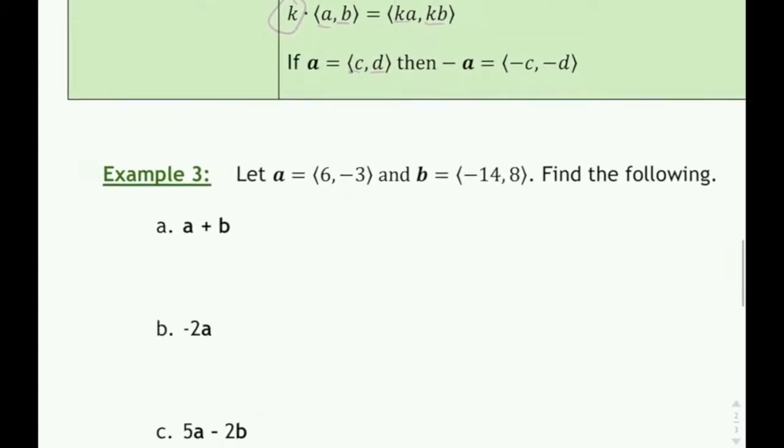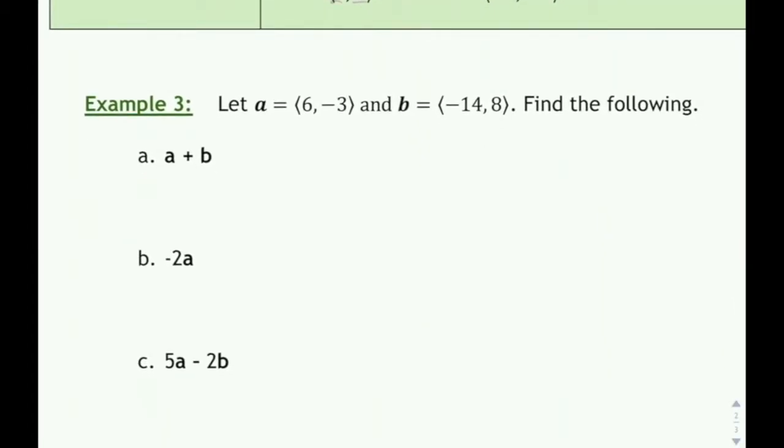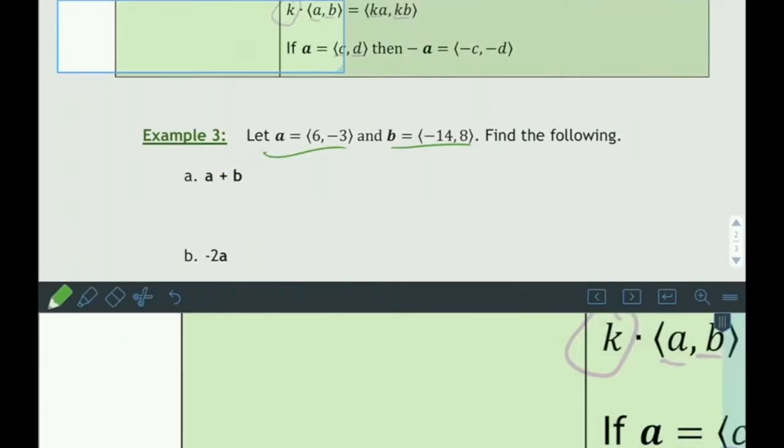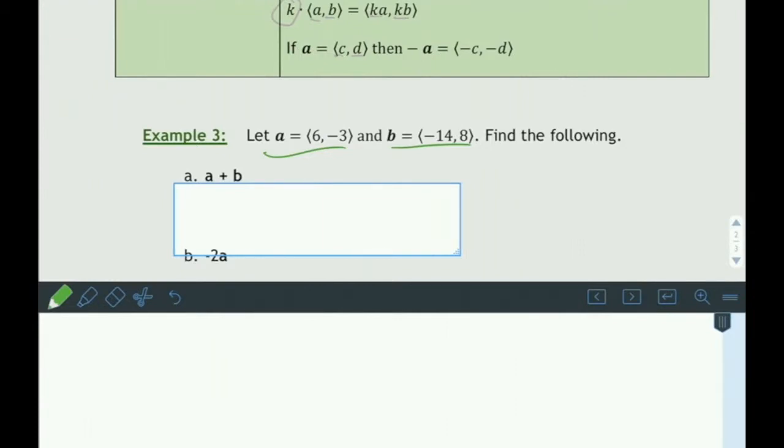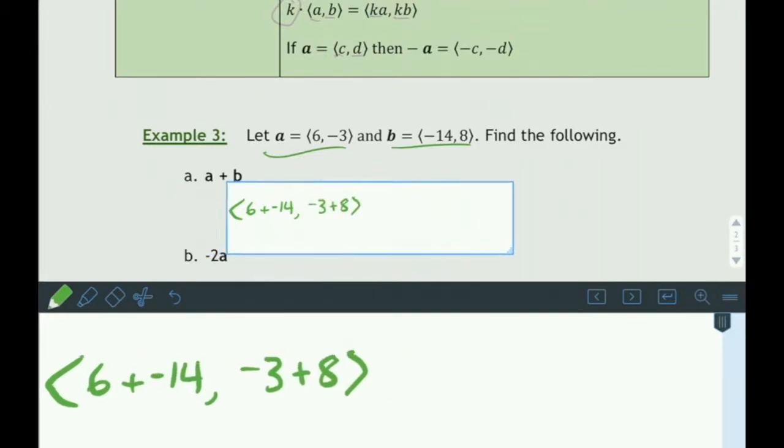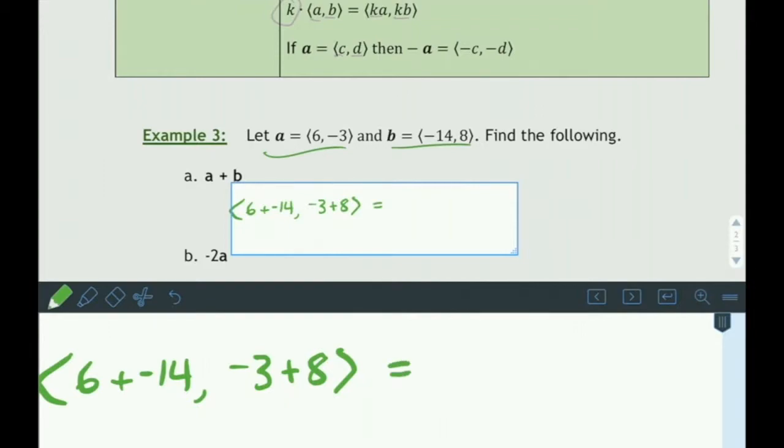Let's do a few operations here. Say that these are your two vectors that you're working with, vectors A and B. If you want to add them and get the component result, you're just going to add the two horizontal components, so 6 plus negative 14. You're going to add the two vertical components, negative 3 plus 8. And you're going to end up with a resulting vector with a horizontal component of negative 8 and a vertical component of 5.